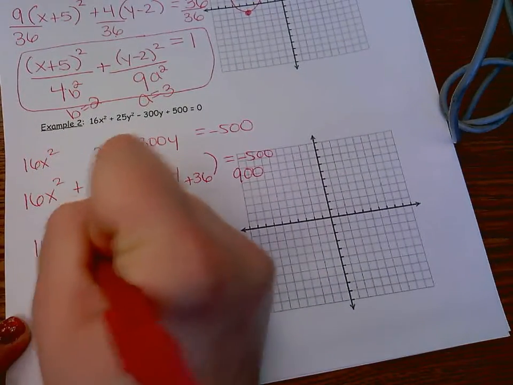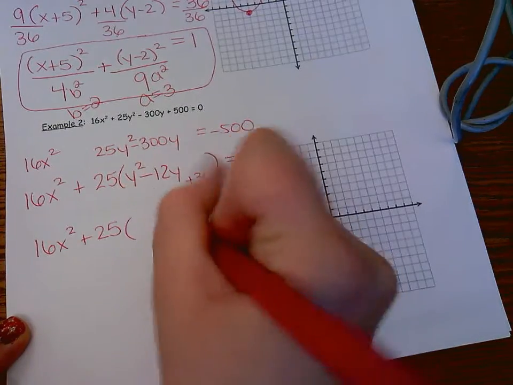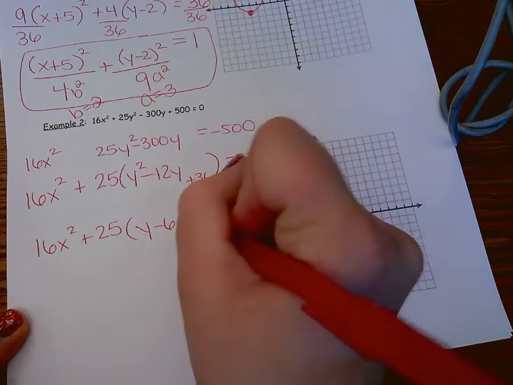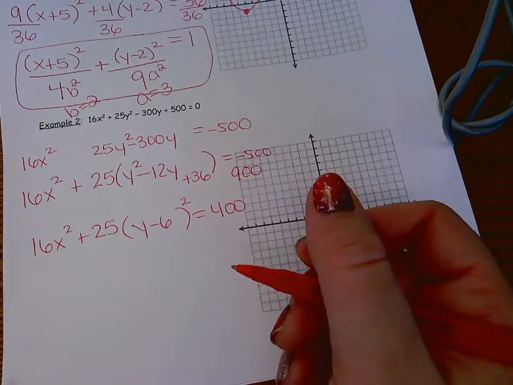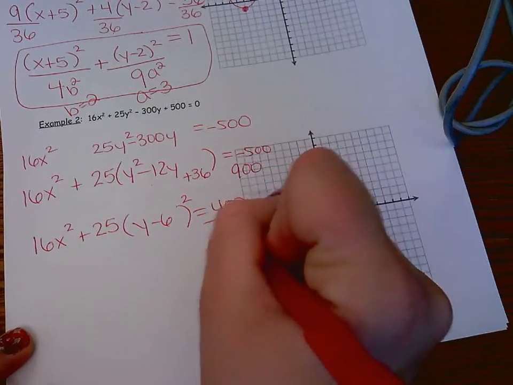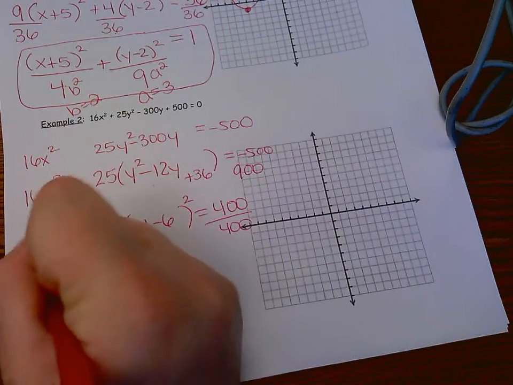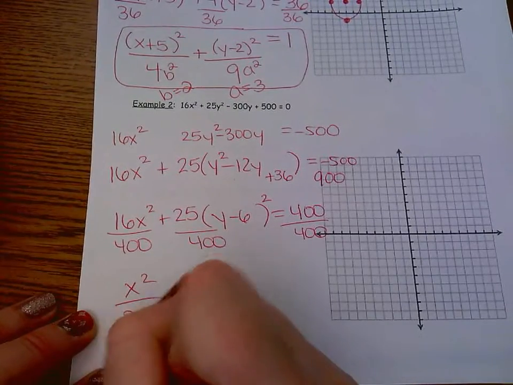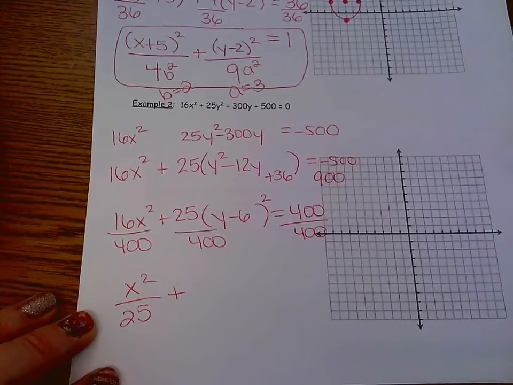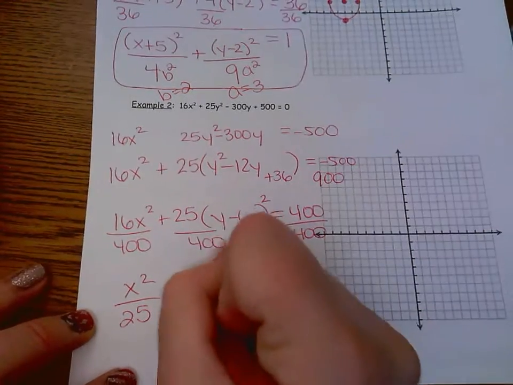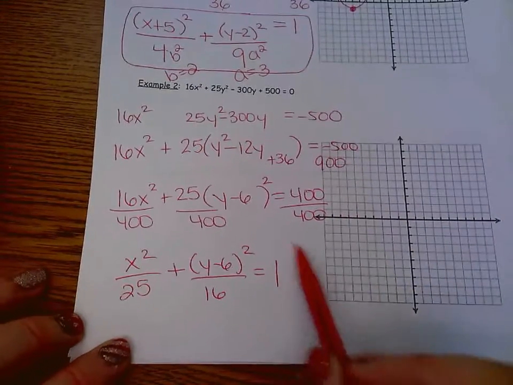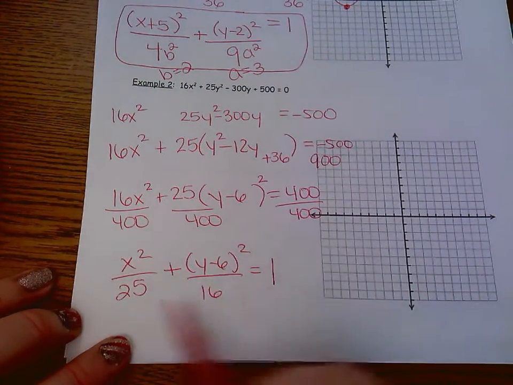So I have 16x squared plus 25 times (y - 6) times (y - 6), or (y - 6) squared, equals 400. And then your last step is to divide through by 400 to get 1 on that side. And what does 16 over 400 reduce to? Whoops, 25. x squared over 25 plus, so 400 divided by 25 is 16. (y - 6) squared over 16 equals 1. So the 1 over here tells me that I'm ready to read this side of the equation.